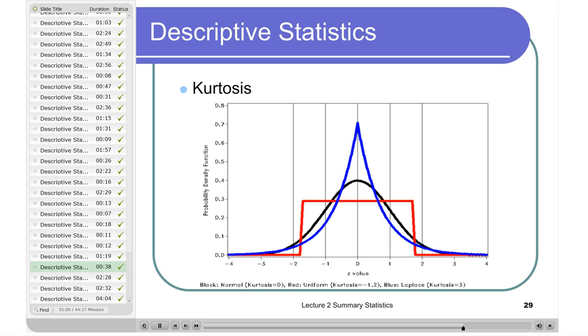The second steepest curve in this example is the black curve, and it has a kurtosis of 0. And then the red curve is the one that is least steep, and it has a kurtosis of negative 1.2.